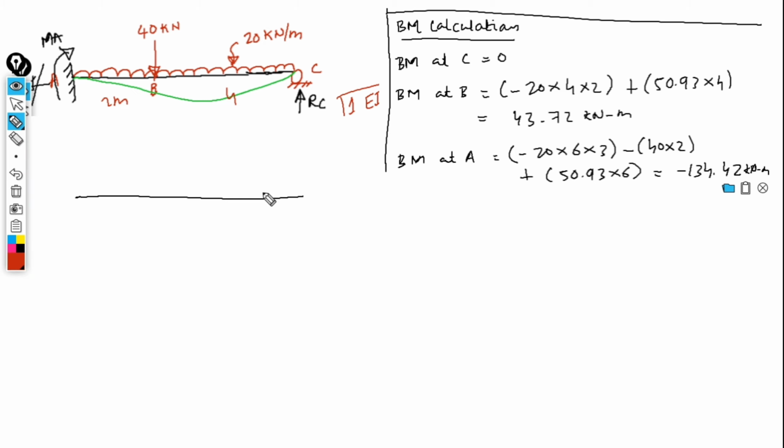At C it is 0, at B it is 43.72, at A it is minus 134.42. Since it is minus, below the datum, you can join this line, and here it is 0, minus, plus. This is the bending moment diagram of this propped cantilever.